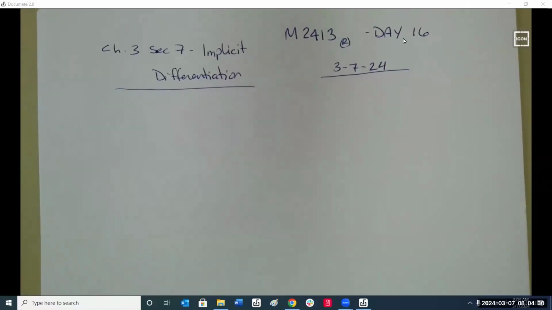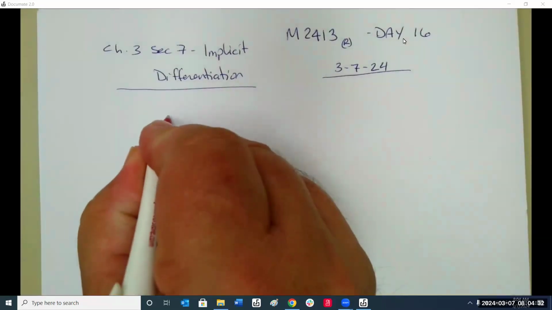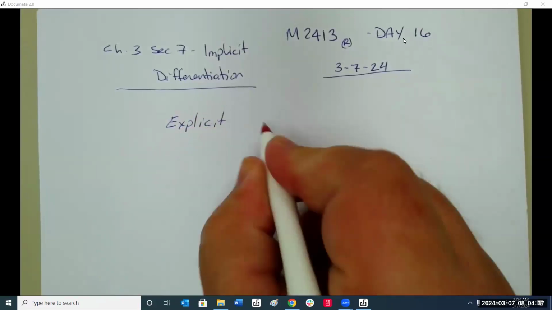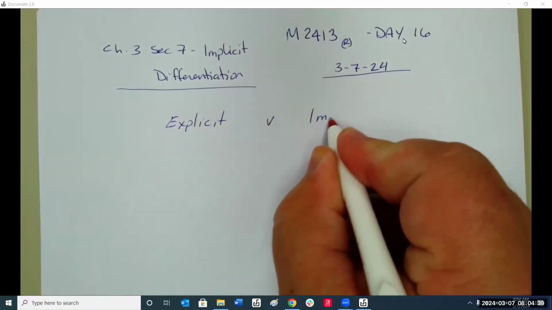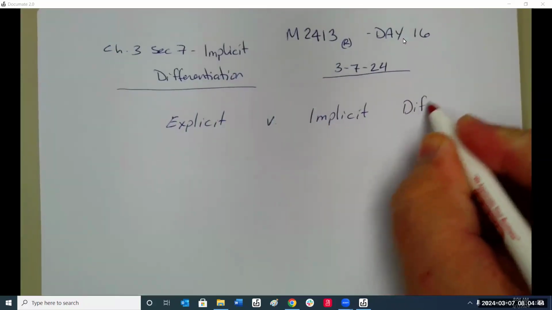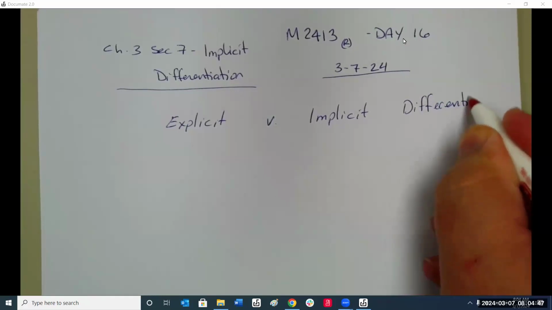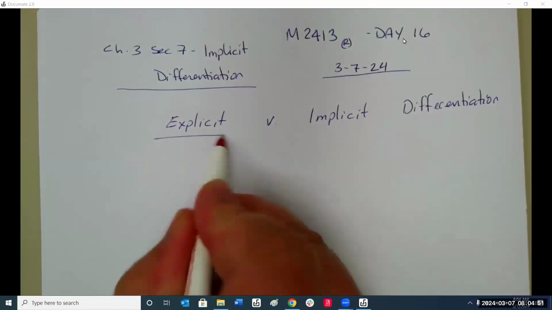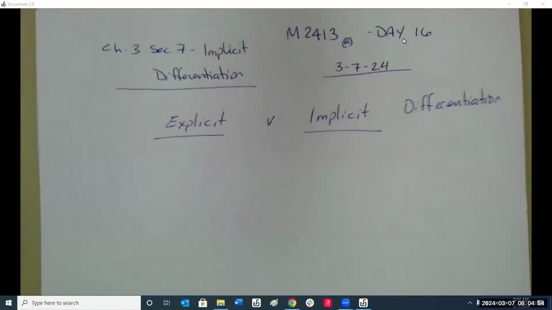Implicit differentiation. The difference: explicit versus implicit differentiation. What do you think the differences are? If it's explicit, what does that mean?